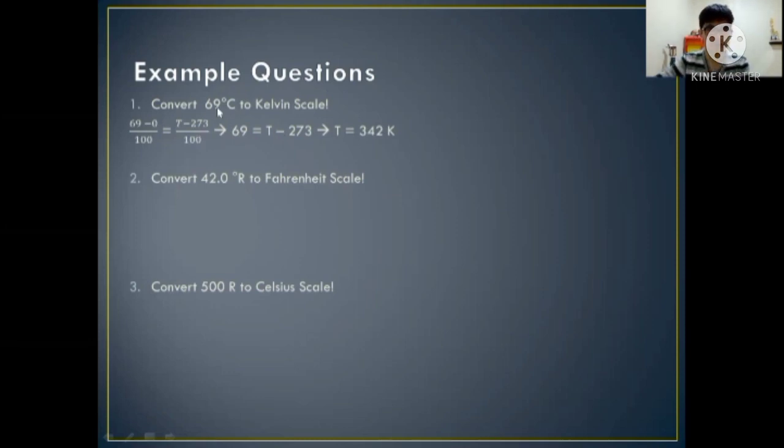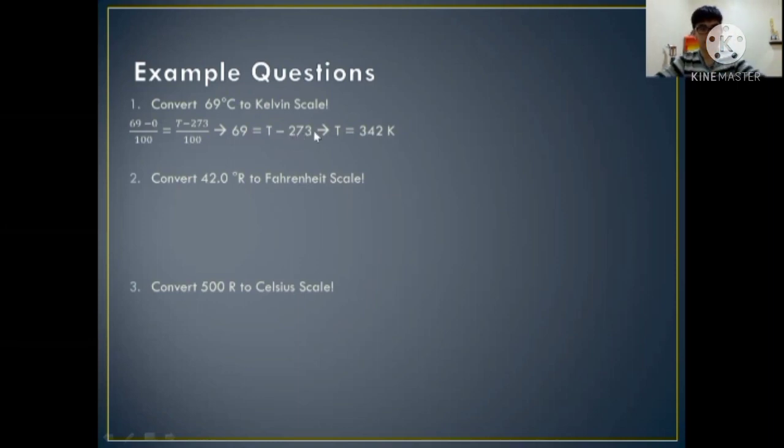Now, since we only want to find the T, let's observe it for a while. Since the below 100 is already equal to 100, we may ignore that. So we'll just focus on 69 equals T minus 273, which is here. After that, you transfer this 273 into the left side so that it becomes positive 273.